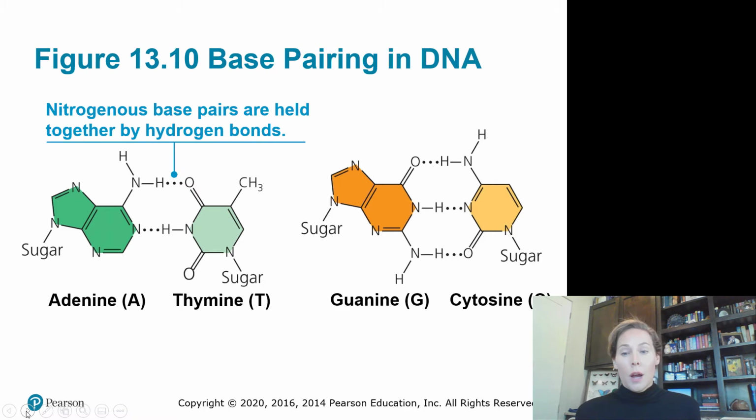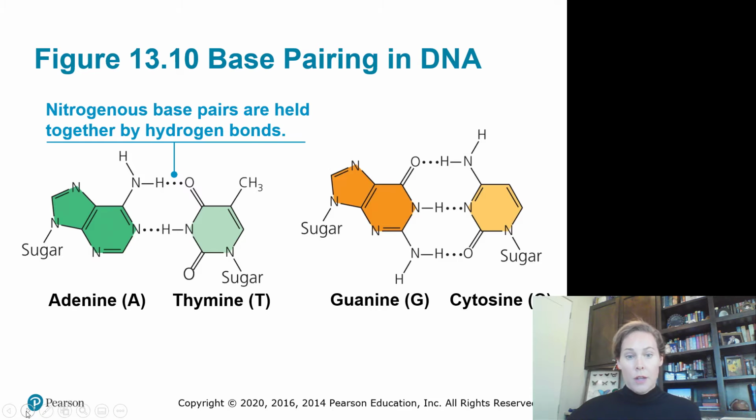So just to recap, pyrimidines match up with purines. Our pyrimidines are thymine and cytosine, and our purines are guanine and adenine. Adenine always matches with thymine, guanine always matches with cytosine. So I would write that down and make sure you remember it.